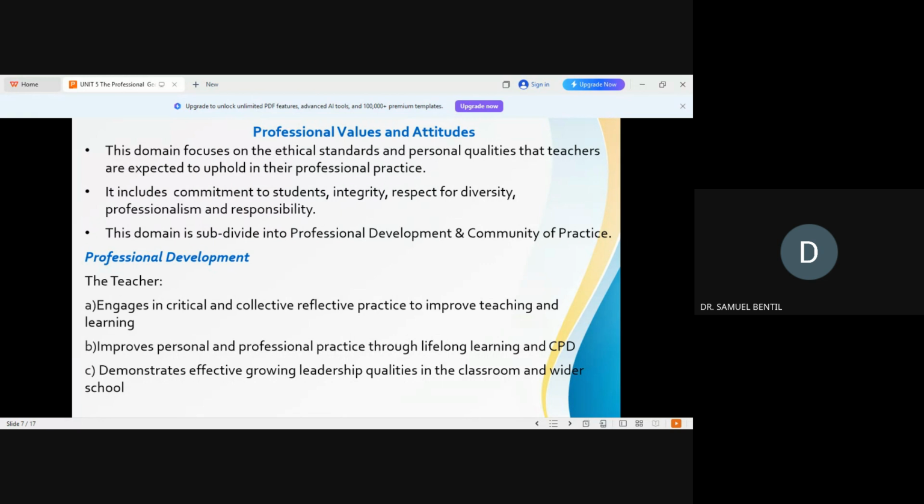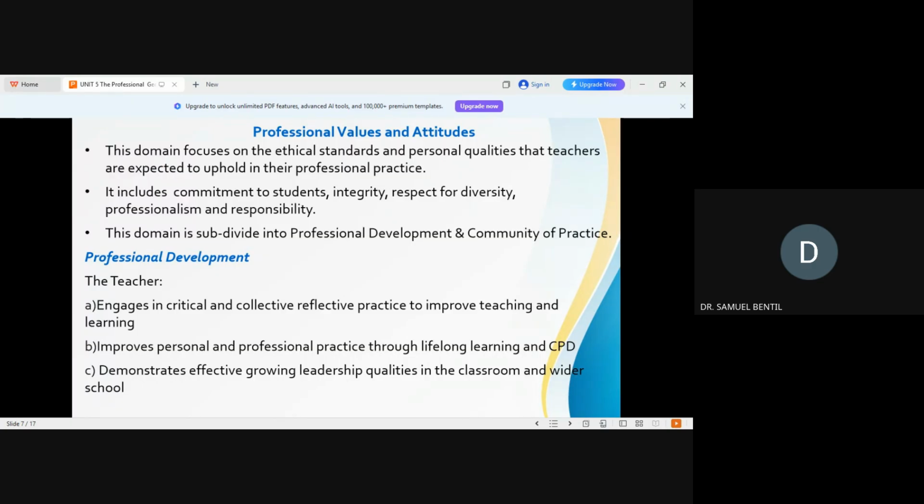You must also demonstrate effective growing leadership qualities in the classroom and the wider community. In the classroom, you are a role model. You are a leader. Your students are your followers. That is why you must check your dressing. Check your speech. Check the way you talk. Don't be aggressive to your students.